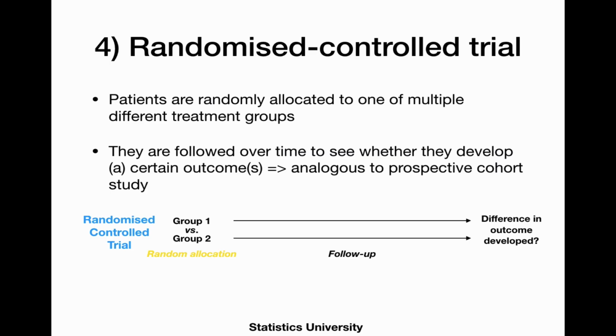The last study design to be discussed is the randomized controlled trial, where patients are randomly allocated to one of multiple different treatment groups. Most often, we have 2 parallel groups, and then they are followed over time to see whether they develop a certain outcome and whether there's a difference in the outcome developed between these 2 groups.